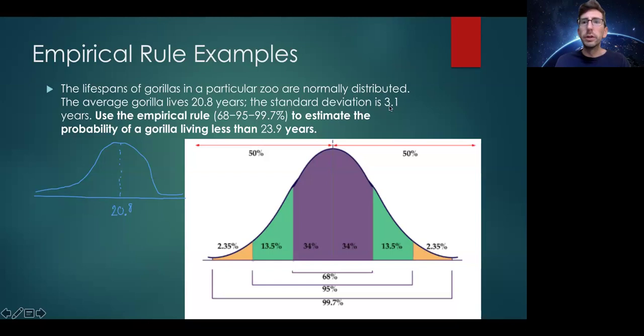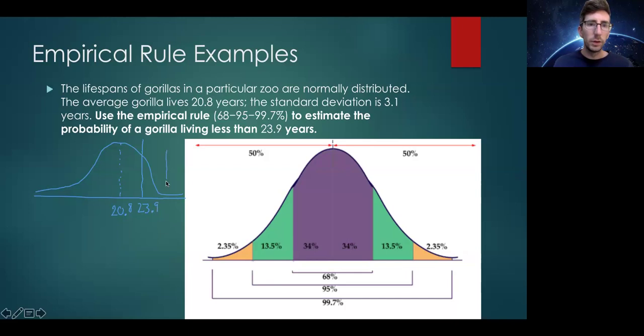We're also given the standard deviation, which is 3.1. So if I draw this line, it will represent our first standard deviation. What do I need to do? I need to add 3.1 to this 20.8. The standard deviation is 3.1, so it's 3.1 units or years away from our mean of 20.8. So this is 23.9.